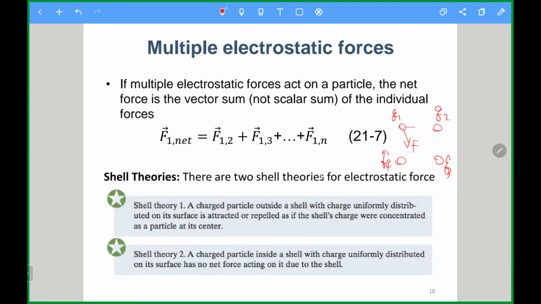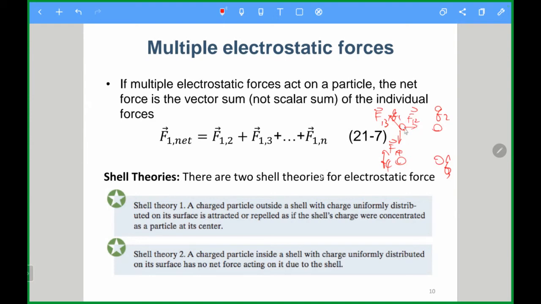let's say F12, F13, F14. They might not be attracting each other. Maybe some of them are repelling each other. Let's say F13 points to the opposite side. So maybe some of them point toward each other, and some of them are repelling each other.